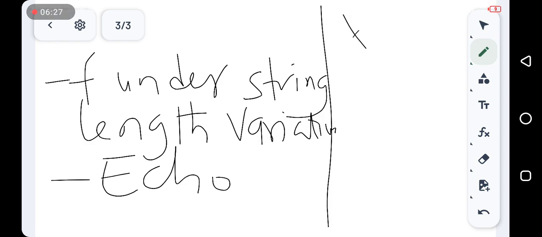Wavelength is represented with this symbol lambda. Frequency, F, velocity, V, time, T. These are basic terms in wave. So let's discuss them together and solve a question that involves this.